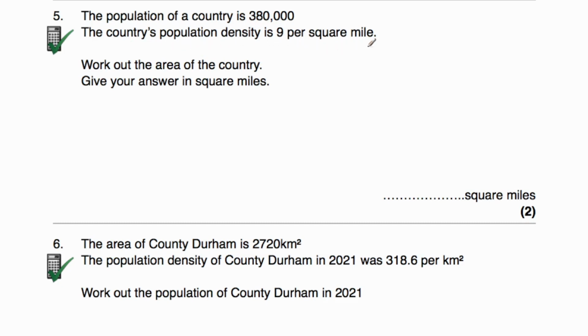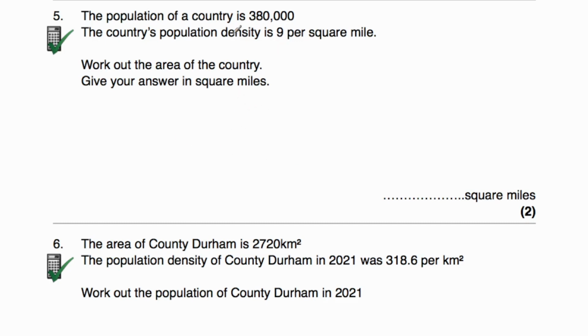So in other words, if we had the country and we divided it into square miles and we shared the population out equally into each one of those square miles, there'd be 9 people in each square mile. And we've been asked to work out the area for the country. So what we know is if we've got all these square miles and there's 9 people in each of them, if we divide the population, the 380,000 by 9, that would tell us how many square miles there'll be, and that'll be the area of the country.